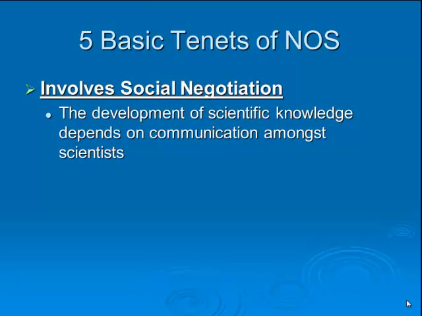The last tenet or principle of scientific knowledge is that it involves social negotiation. So the development of scientific knowledge depends on communication amongst scientists. So you might have one person coming up with one piece of knowledge, and then they go and they publish that in a journal, and then somebody else reads it, and they build on that knowledge, and now you have a third person that comes in and reads these two other journal articles and builds on that, or maybe the three scientists begin to collaborate and work together. But you always have communication among scientists, whether they're working together or whether they're just building on previous knowledge that was published before them.